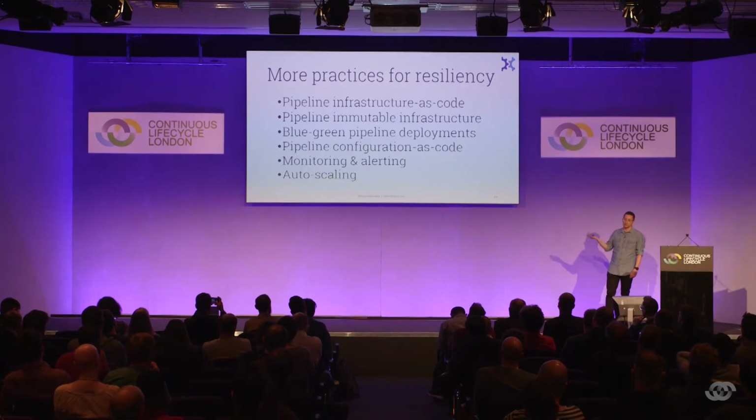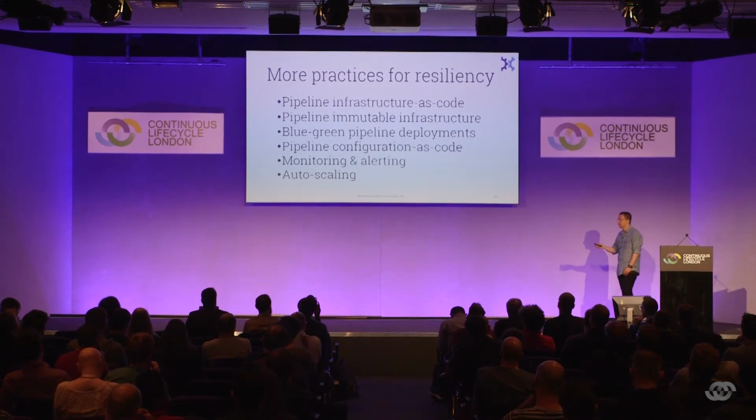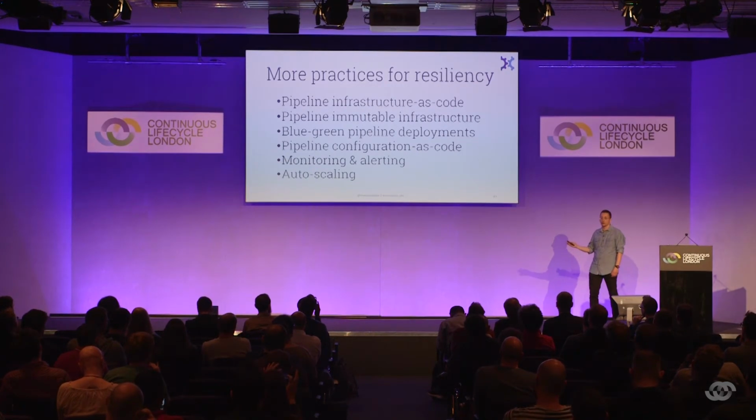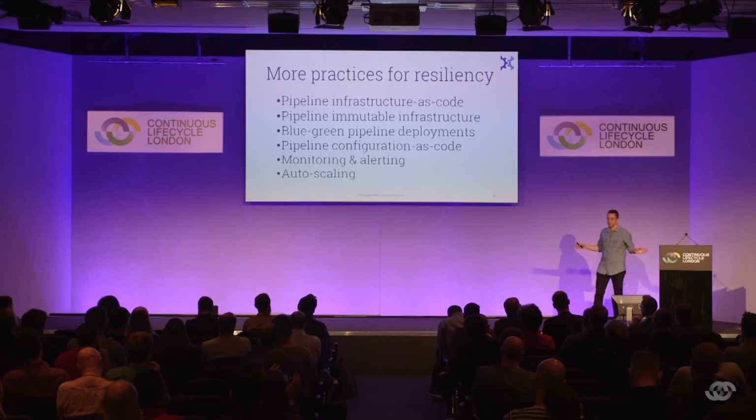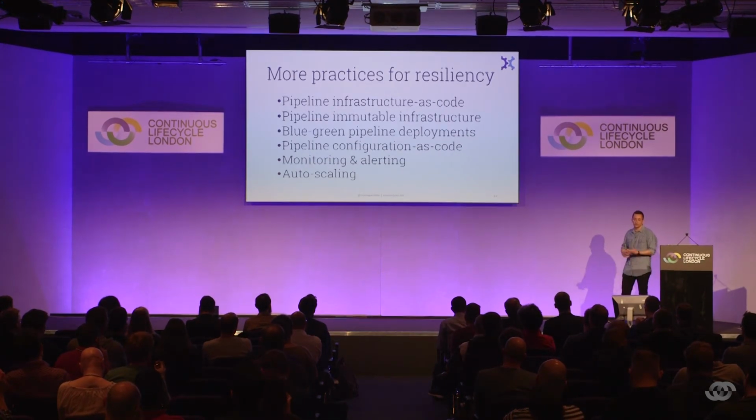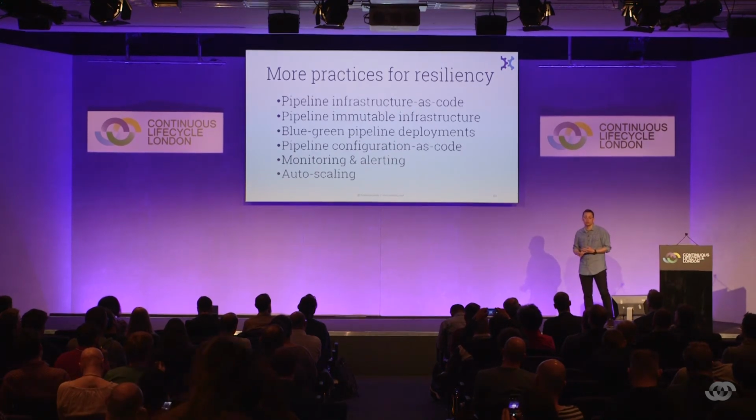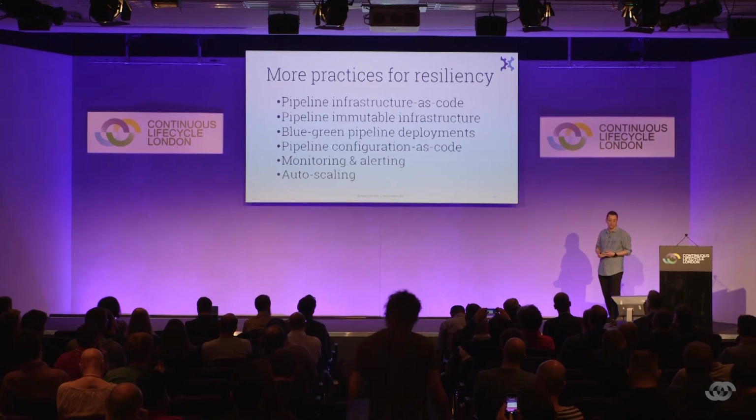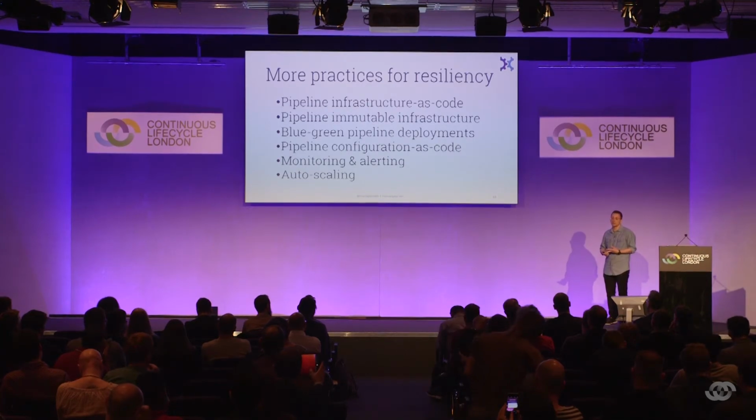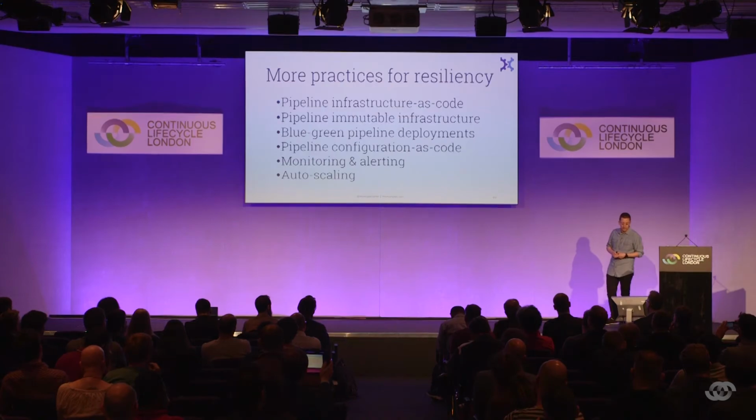So for resiliency of the delivery system, we start thinking about what if there's a disaster and the whole system is gone and I have nothing. To be able to recover quickly, we need to have the actual pipeline infrastructure defined as code so we can quickly restart it, and have the pipelines themselves and the activities in the pipeline defined as code or configuration.